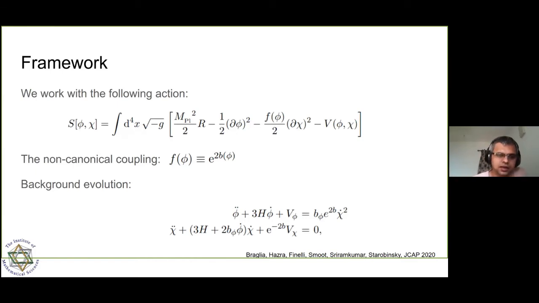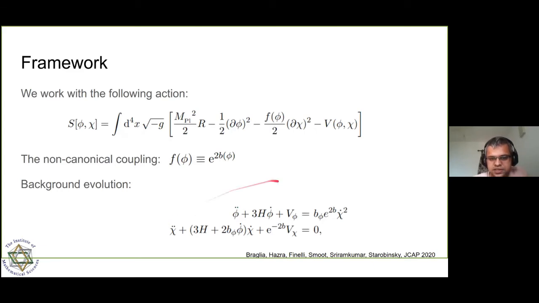However, the coupling is in the non-canonical nature, in the kinetic sector. As you can see, the kinetic term of the chi field is modified by this f of phi. And for f of phi, we are using this form: exponential of twice b of phi. I'll be talking about two scenarios. One is where b of phi is linear in phi, and another is where it is non-linear, in phi squared.